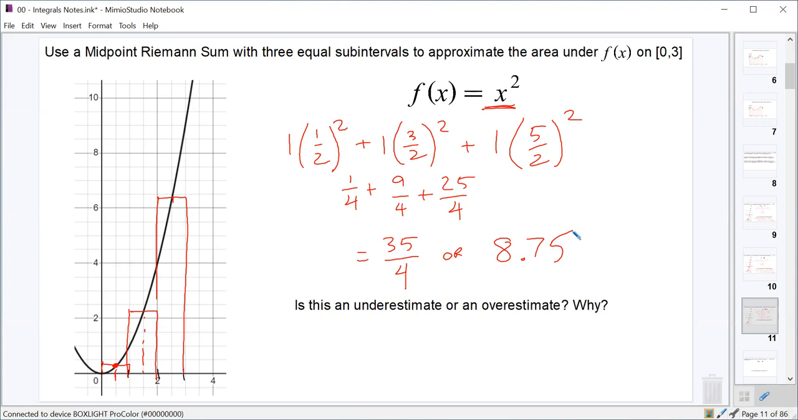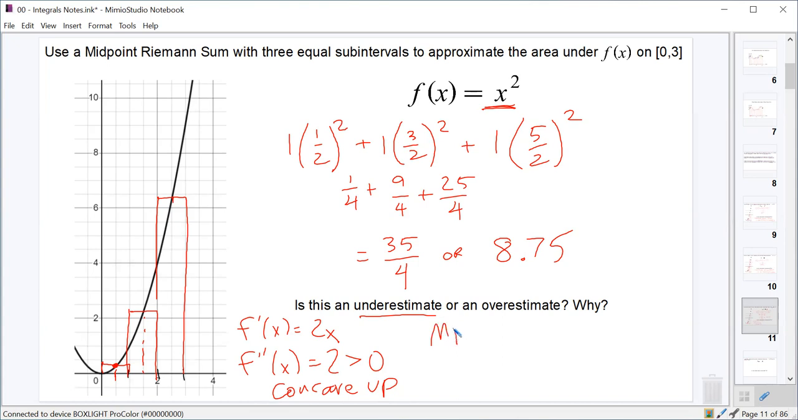And now I told you the true area is 9, which means that this must have been an underestimate, but we have to determine why. And so we'll have to say, well, f prime of x is 2x, and f double prime of x is just 2. Since 2 is greater than 0, this function is concave up, which we could see, and we knew anyway. But a midpoint rectangular approximation is an underestimate because f of x is concave up.